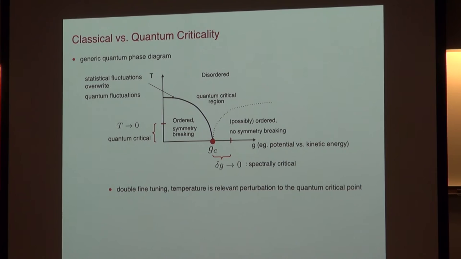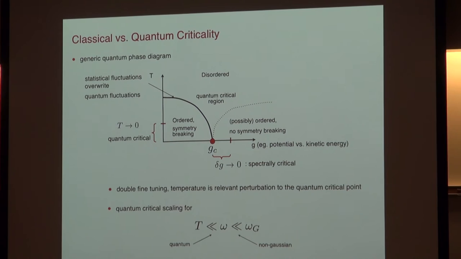You actually need a double fine-tuning to reach a quantum critical point. You need to be spectrally close to this critical point, that's this axis, and statistically close to this point, meaning you have to lower the temperature to zero in order to really see quantum critical scaling. So it's a double fine-tuning. And also this scaling regime is limited from below by the temperature. No one can ever reach exactly zero temperature. But there's a scaling regime of frequencies above the critical point here, which really shows the quantum critical scaling. And it's just exited whenever you go beyond this Ginzburg scale.